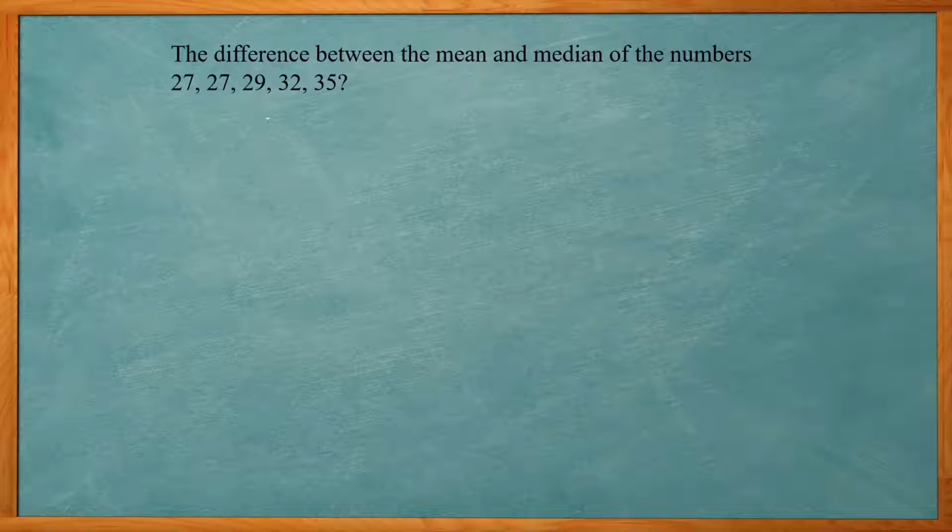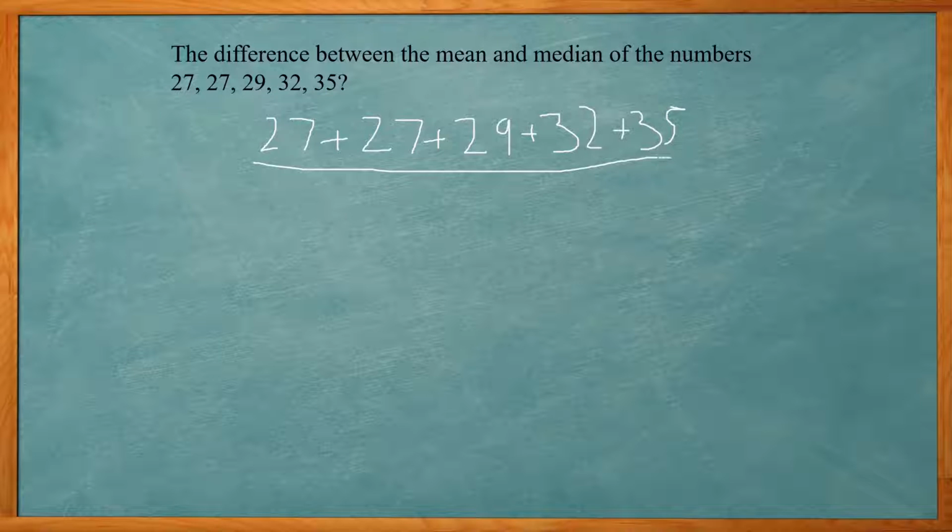So let's add these up. We have 27 plus 27 plus 29 plus 32 plus 35. And we have 1, 2, 3, 4, 5 numbers. So I'm going to divide by 5. So this comes out to 150 divided by 5, which gives us 30. So our mean is 30.